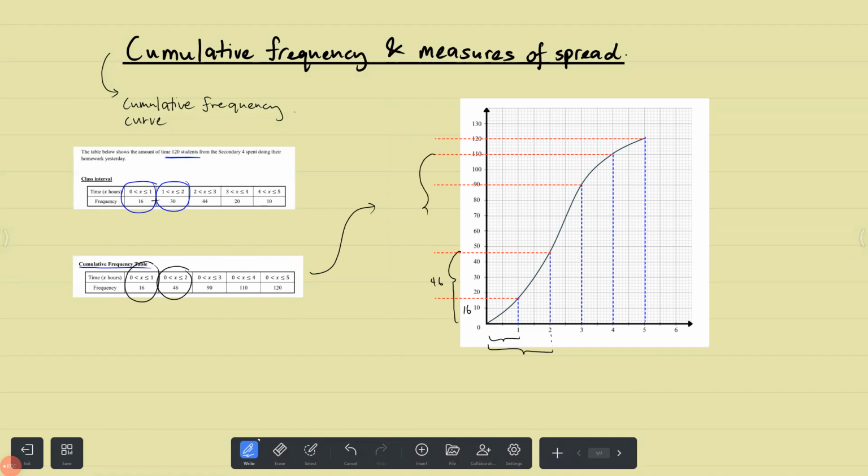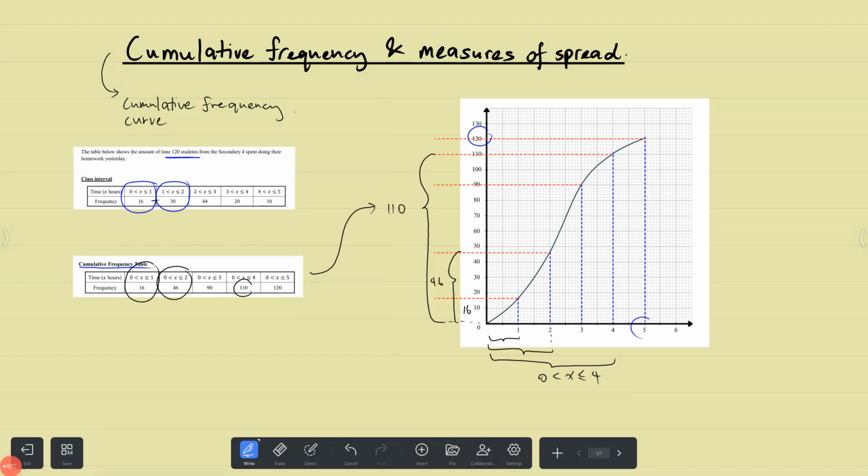Let's try one more. Let's try over here. This will show us the number of students who take 0 to 4 hours. Since I have more space, I can write this down. 0 to 4 hours. So over here, 0 to 4 hours, how many does it show? It shows 110. So there are 110 students who spend 0 to 4 hours.